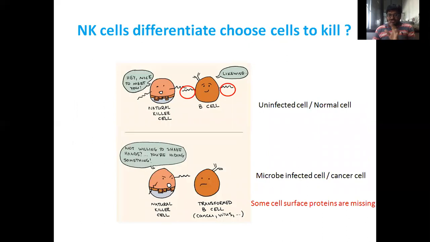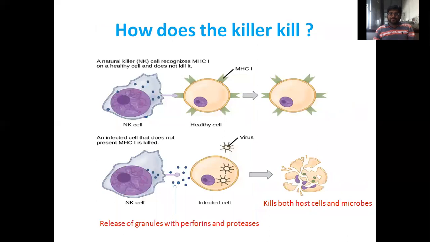NK cells differentiate and choose which cells to kill. They do not affect uninfected or normal cells, but if your cell is infected or cancerous, your natural killer cells will destroy that particular cell.